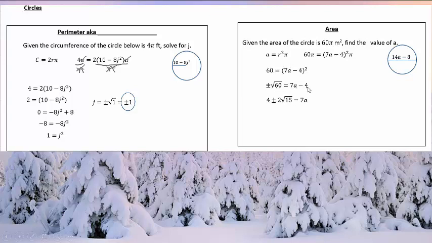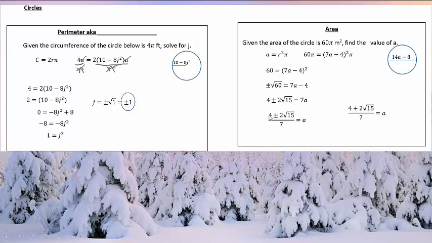And from here, I'm going to do two things. I'm going to add 4 over because my mission is to isolate a, so 4 needs to leave. I'm also going to break 60 into 4 times 15, and then 4 would change into a 2. And then we just divide everything by 7.